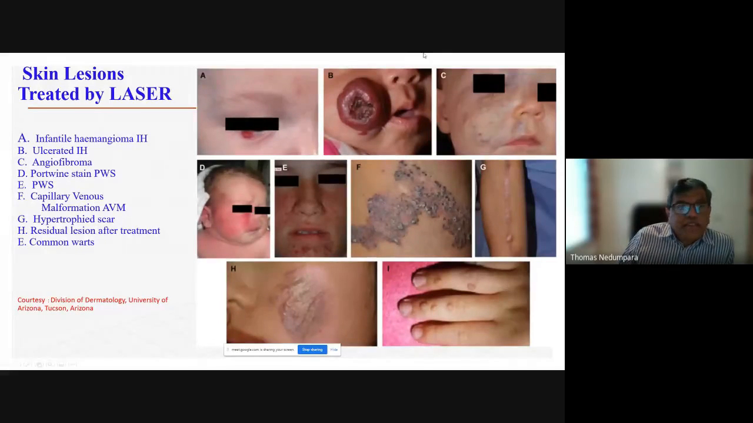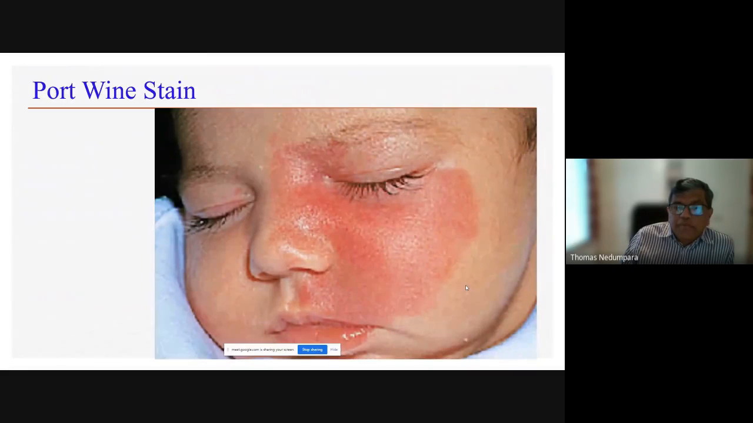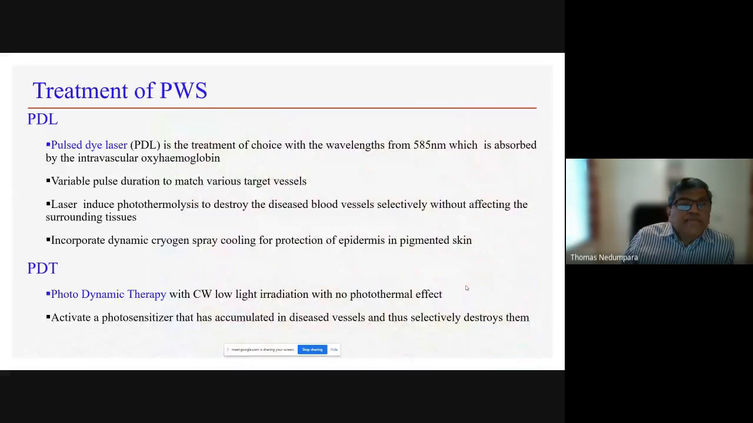So these are some pictures. Here you can see infantile hemangioma, ulcerated infantile hemangioma, angiofibroma, port wine stain in a child, port wine stain in a slightly older body. This is AV malformation, hypertrophied scar, and residual lesion after treatment. This is common wart. All these lesions can be treated by laser. This is a picture of port wine stain in a young baby.